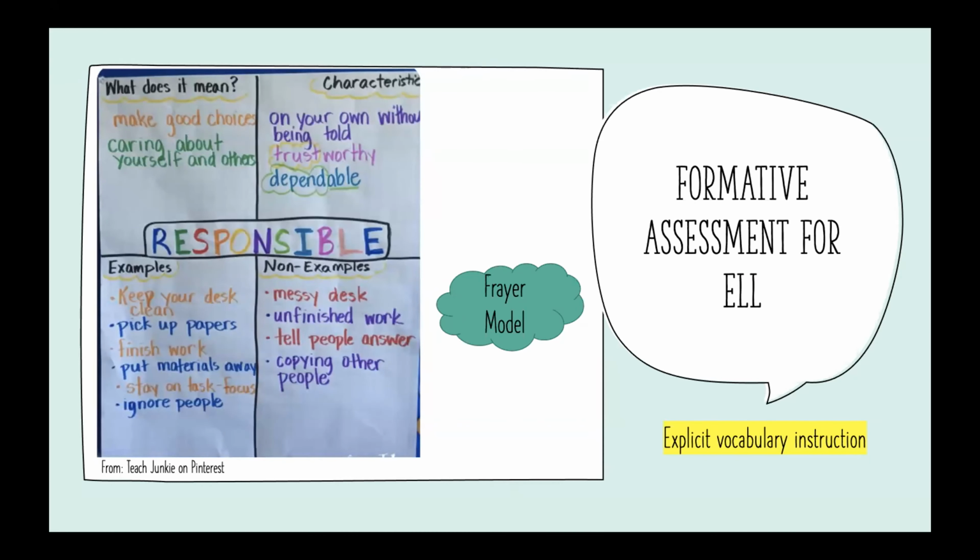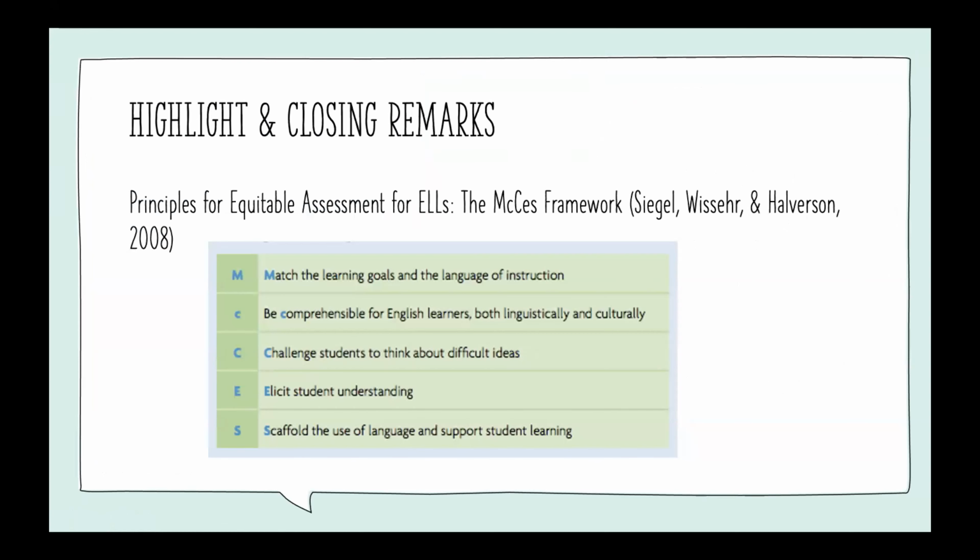Okay, so we've come to our conclusion section. Drawing on the information that we just talked about, we want to highlight the principles for equitable assessment for our English language learners. There have been a few principles here. First of all, we need to match the learning goals and language of instruction, to meet the English language learners' both content goals and also language goals.